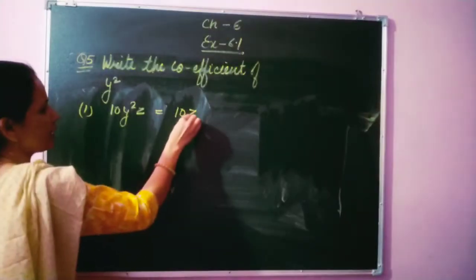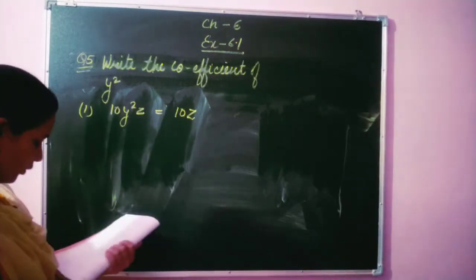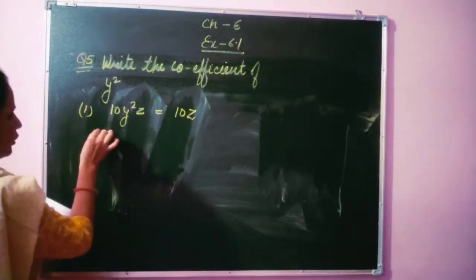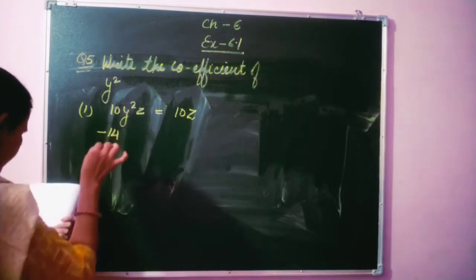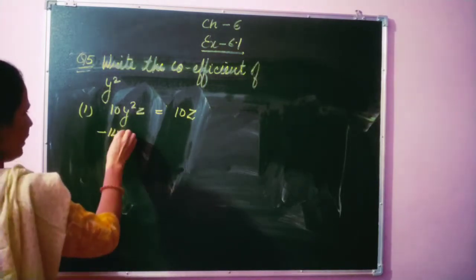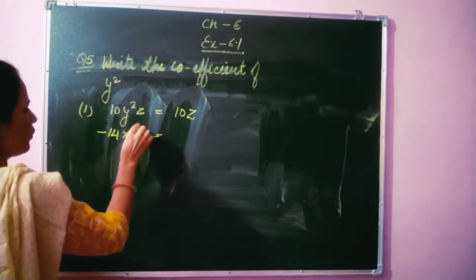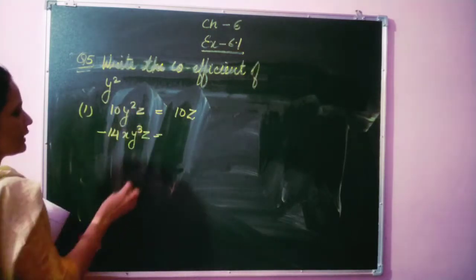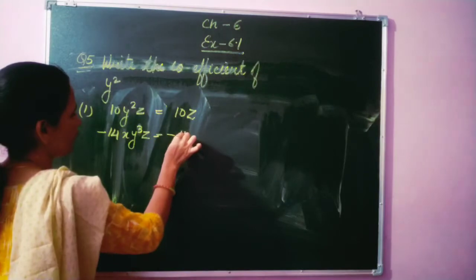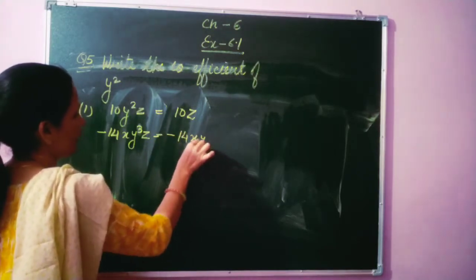So they ask the coefficient of y square. So we will take the y square only and the rest, 10z, is its coefficient. Okay. Next is minus 14 x y cube z. So its coefficient is minus 14 x y z.